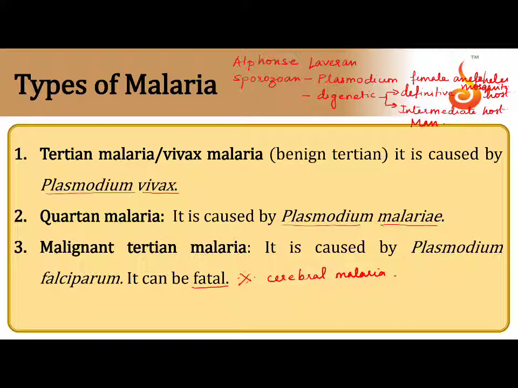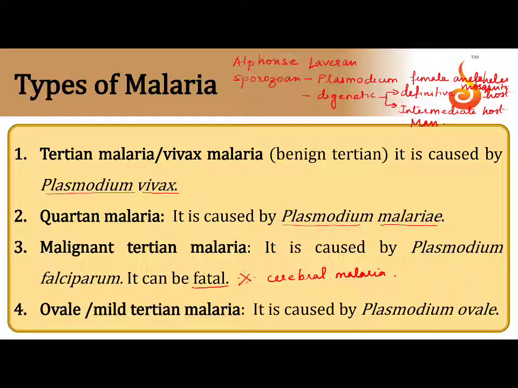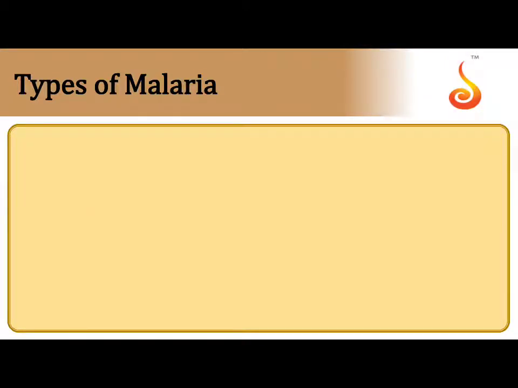And the fourth type of malaria is ovale. It is mild tertian malaria caused by Plasmodium ovale. In each of these 4 types, you can see certain common symptoms. The symptoms generally alternate. First will be a chill condition. We call it a cold stage.